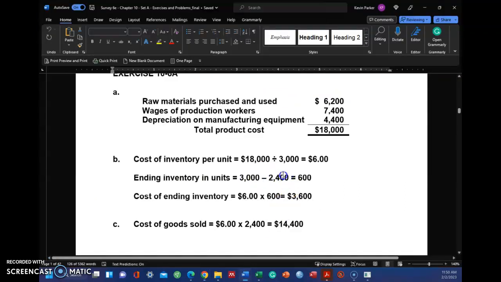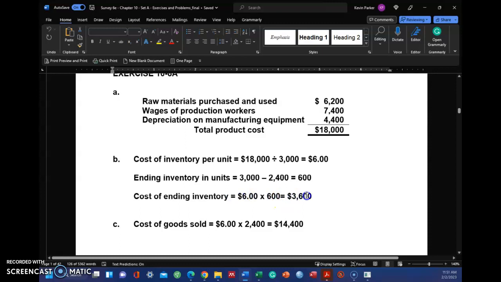But they didn't sell everything they made in the current period. They made 3,000 units. They sold 2,400 of those units. So that means they have some left that's unsold. Units that are unsold is called ending inventory, 600 units. And since we already know the cost of the units that were made at $6 a unit, we can just multiply that by the ending units, and we get $3,600 for ending inventory.